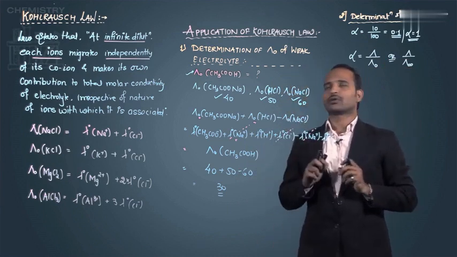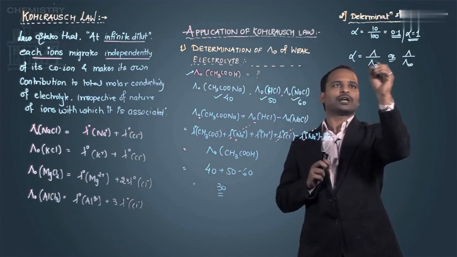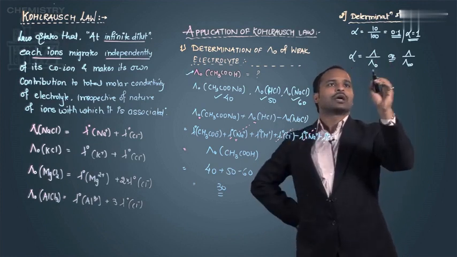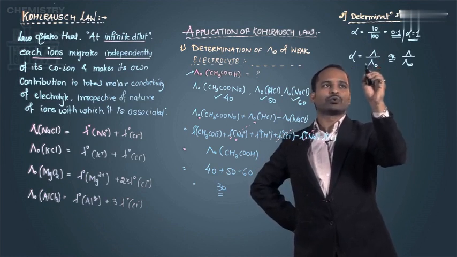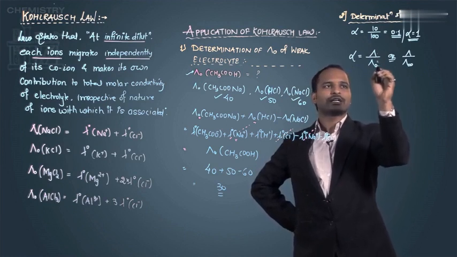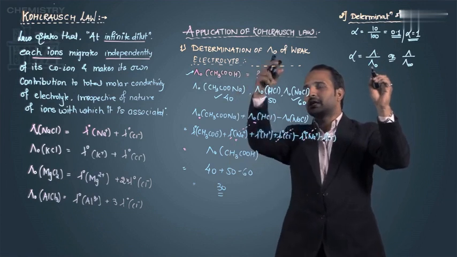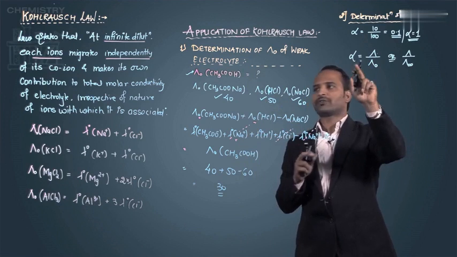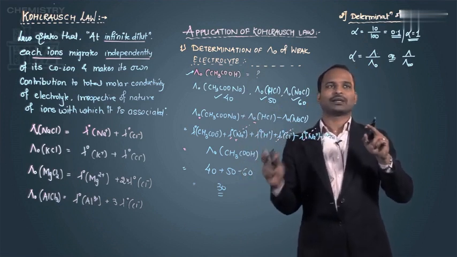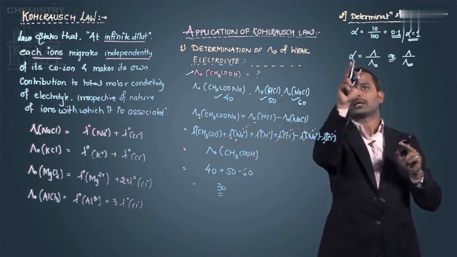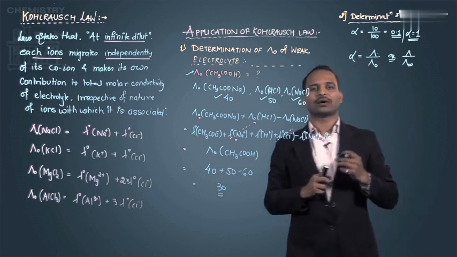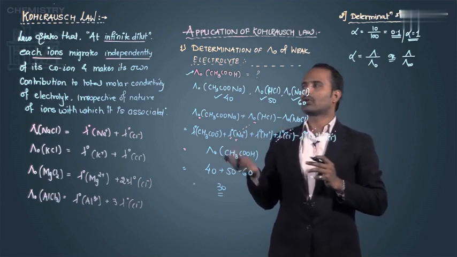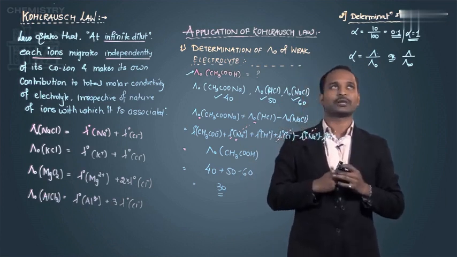Now, how are we using Kohlrausch's law? For getting an alpha value, I should know the molar conductivity as well as the molar conductivity at infinite dilution. For a weak electrolyte, the value of molar conductivity at infinite dilution can be found only by using Kohlrausch's law, that is application number 1. So to get that alpha value, first I will use application number 1, and then I will substitute that lambda naught, and so we will get the alpha value. So the alpha value determination is also based on Kohlrausch's law only. That's why it is a second application.